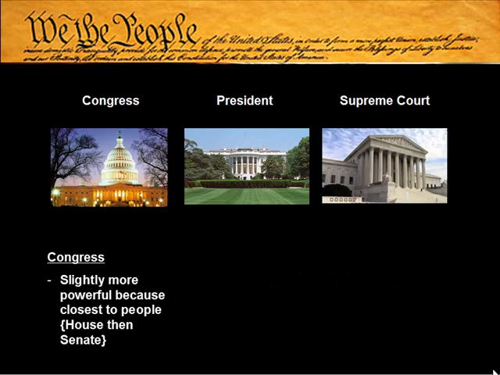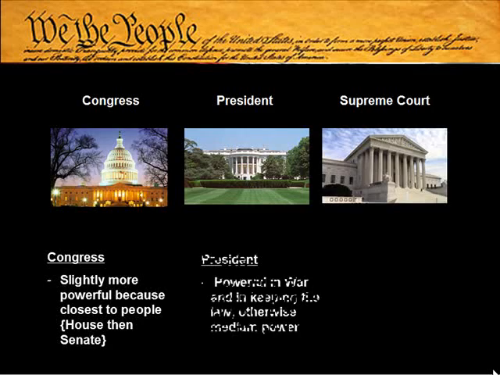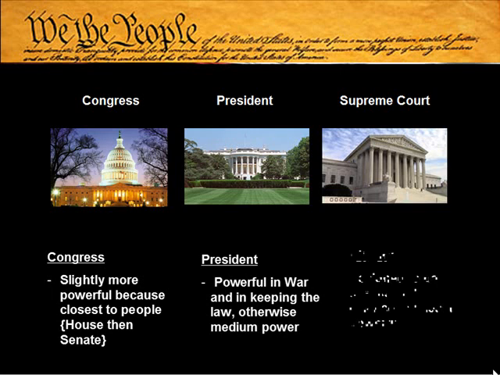And as you saw in the constitutional flow, that first section dedicated to Congress has the House responsibilities listed first and then the Senate. And so even the layout of the Constitution bears out that fact. The President is powerful in war and in keeping the law. Otherwise, he plays kind of a medium role in the balance of power.